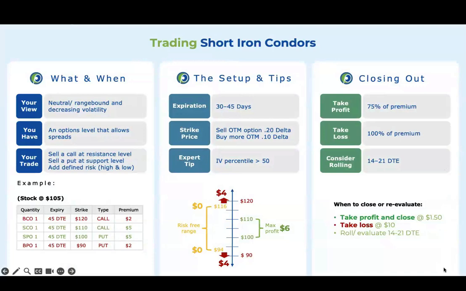So in your trade, you sell a call at the resistance level because it's not going to go any higher than that resistance, and you sell a put at the support level, the range bound where you think it's going to be, and then you add defined risk. So the risk is if it does break through resistance, where is your stopping point there, and then add an equal part at the bottom, otherwise you get broken wing trades.